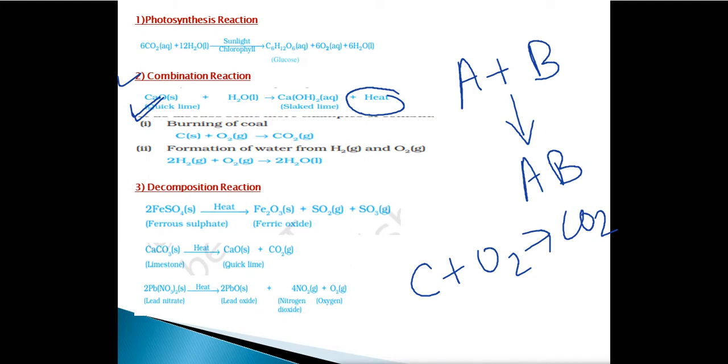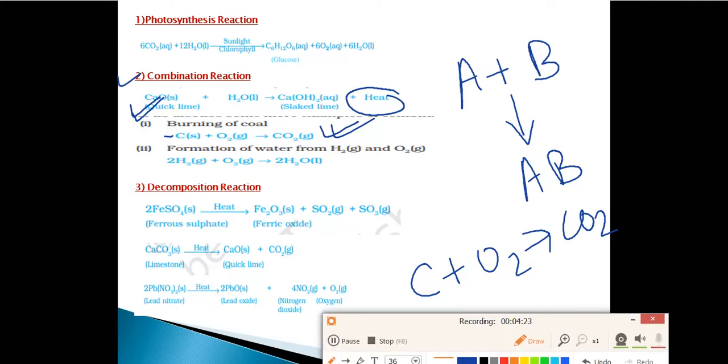The next example for combination reaction is burning of coal. You know that in coal carbon is present. So we will write carbon plus oxygen, because for burning anything we need oxygen. Without oxygen a substance cannot burn. So carbon in the presence of oxygen will burn to give you carbon dioxide. It's true, whenever we burn any fuel containing carbon, carbon dioxide gas is released. So it is also an example of a combination reaction. Carbon and oxygen both are combining to give you carbon dioxide. The third one is formation of water from H2 and O2. Hydrogen and oxygen both will combine to give you water, H2O. So 2H2 plus O2 gives 2H2O. That is also an example for combination reaction.